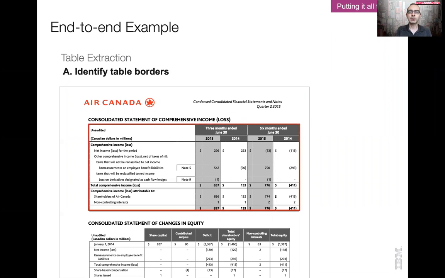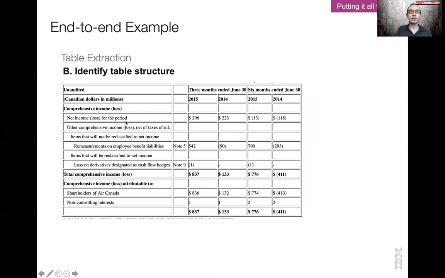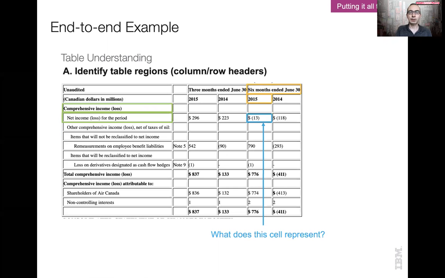Starting with the corresponding PDF documents, we first utilize table extraction techniques to recognize where the tables appear in the input documents. That is, identify the table borders. Then, for each identified table, we identify the table structure, conceptually the grid of the table. Once we know the table grids, we can use table understanding techniques to identify and annotate cells with all the semantic information that pertains to them.